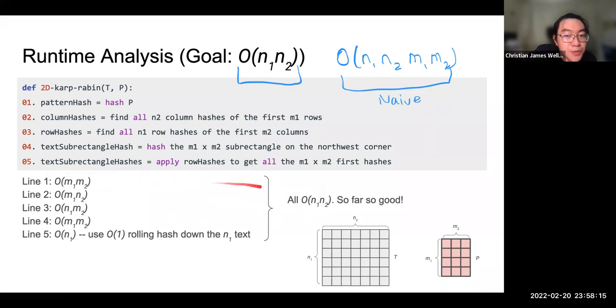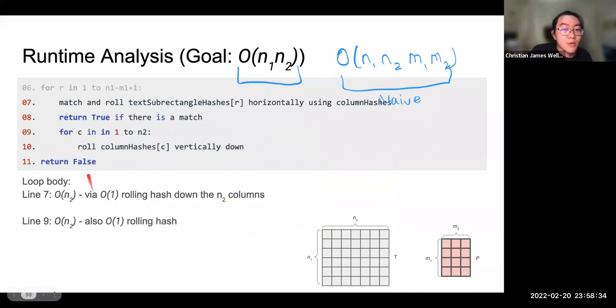And line 5, because you notice how you apply the row hashes, maybe you have to think that, oh yeah, a rolling hash is actually O of 1, so it actually just takes O of n1 because you apply it n1 times, right? Vertically down n1 times. Okay, so everything so far so good.